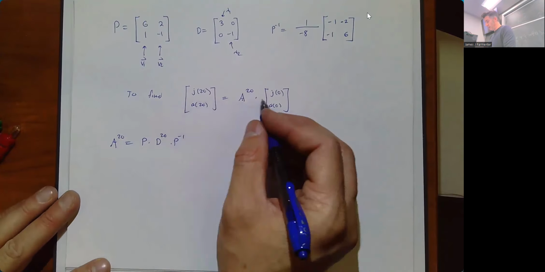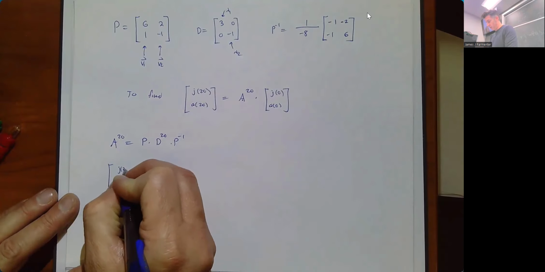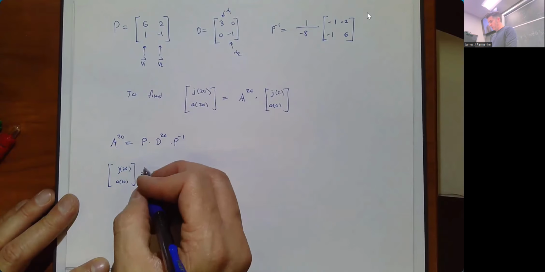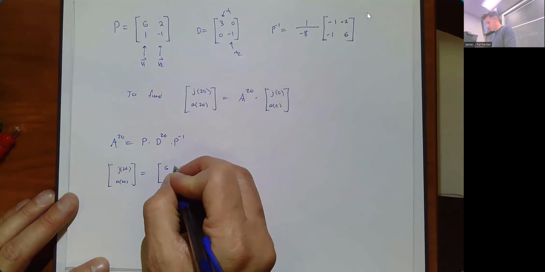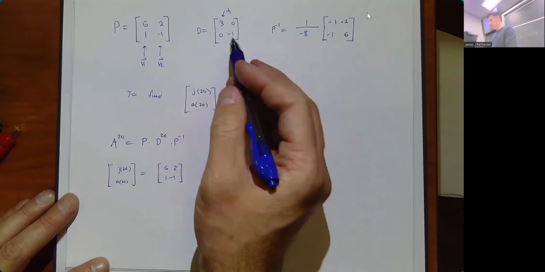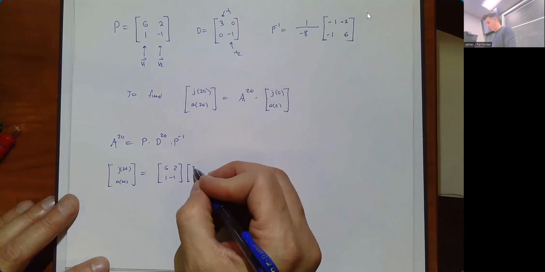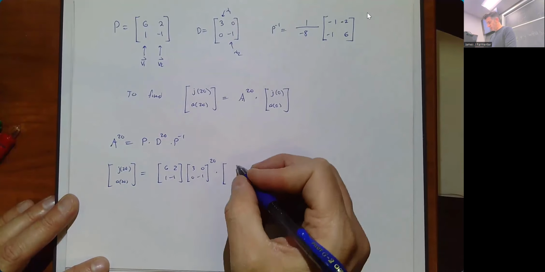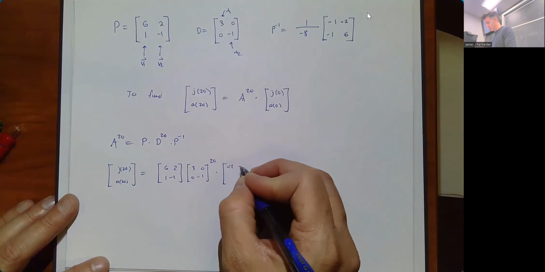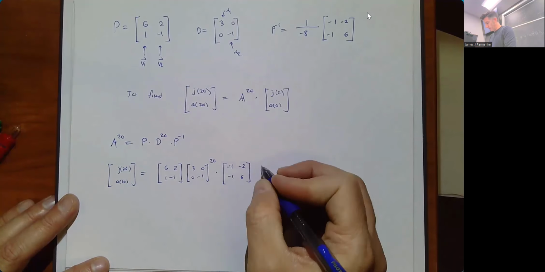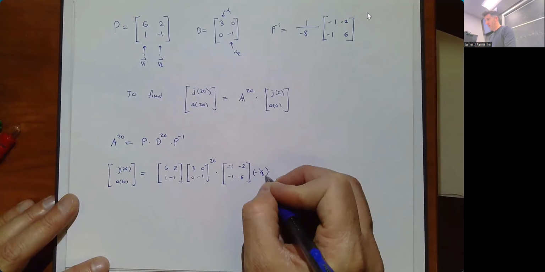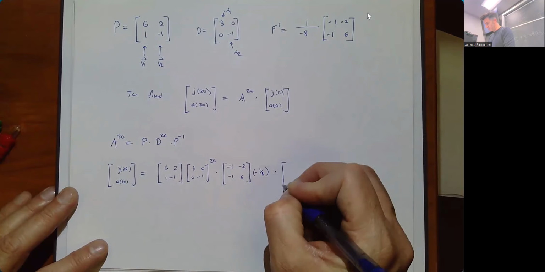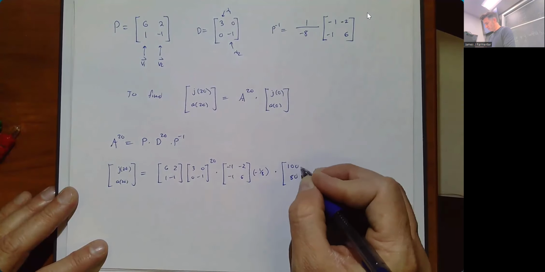So when I try and find J of 20, A of 20, it's going to be A to the 20th, which is that. So P, 6, 2, 1, -1. D to the 20th, which sure we can write the wrong way at first, times P inverse, which is -1, -2, -1, 6. And I'll put the -1/8 out here just because I didn't write it in front. Doesn't matter which side you multiply it on. And then finally, times your initial conditions, which were 180.